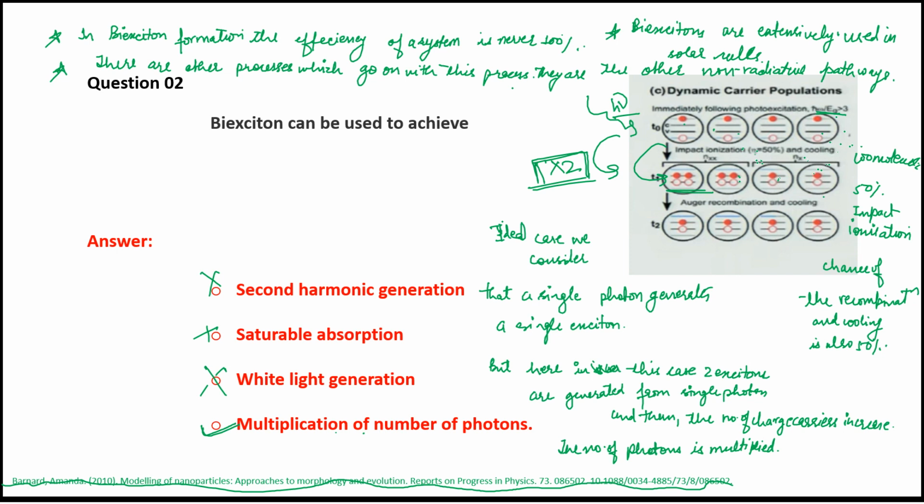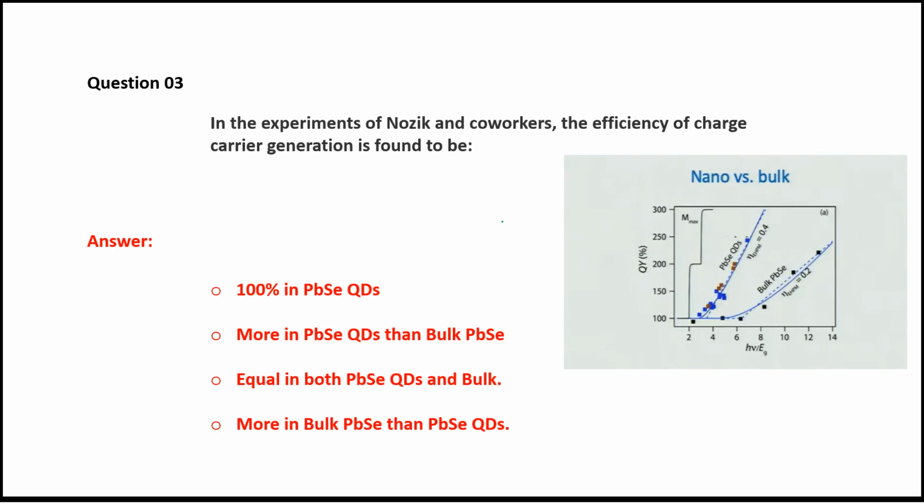Now we'll go on to question number 3. In question number 3, they asked, in the experiments of Nozik and co-workers, the efficiency of charge carrier generation is found to be. Okay.